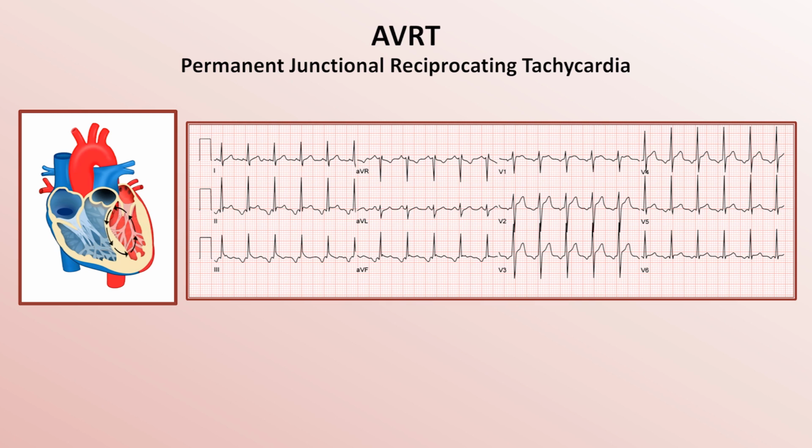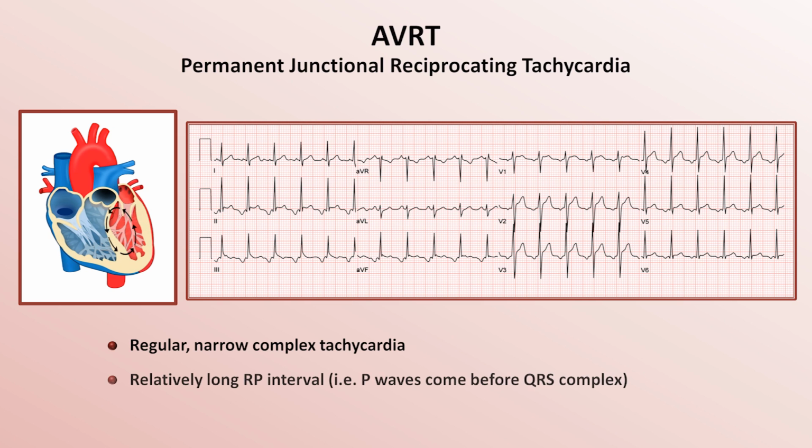It shares many similar electrocardiographic features as a conventional orthodromic AVRT, with the exception that the interval between the QRS complex and subsequent P wave is longer, that is, it has a relatively long RP interval. This is because the concealed, retrogradely conducting pathway in PJRT conducts relatively slowly compared to most other accessory pathways in patients with WPW. P waves in PJRT are retrograde, meaning they are negative in leads 2, 3, and AVF.